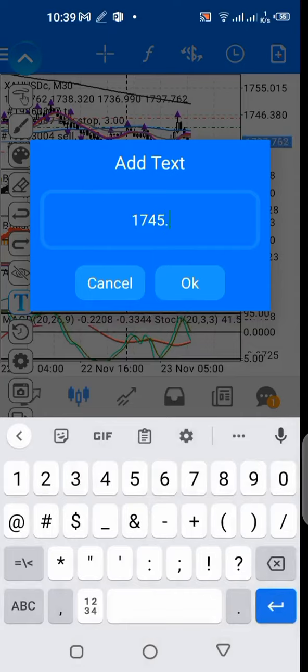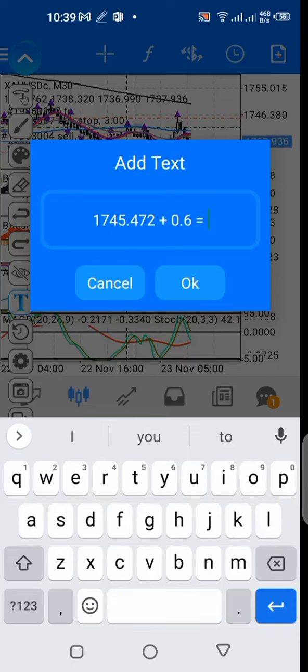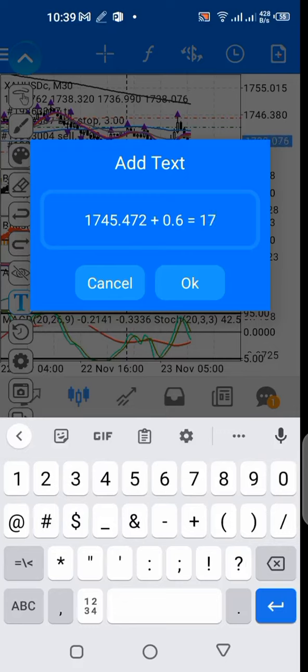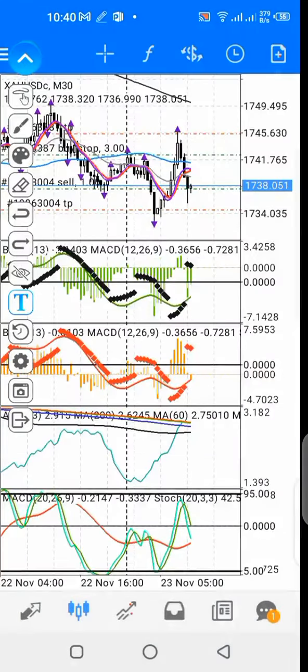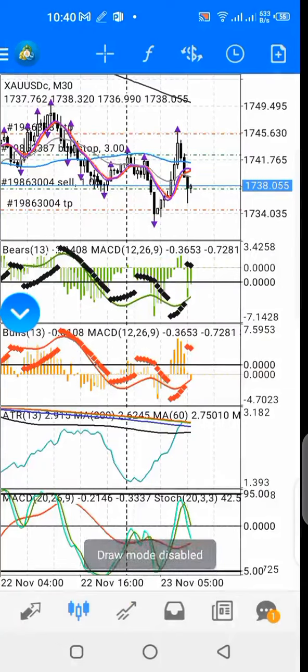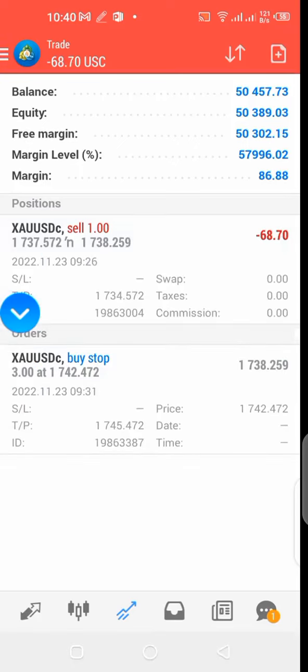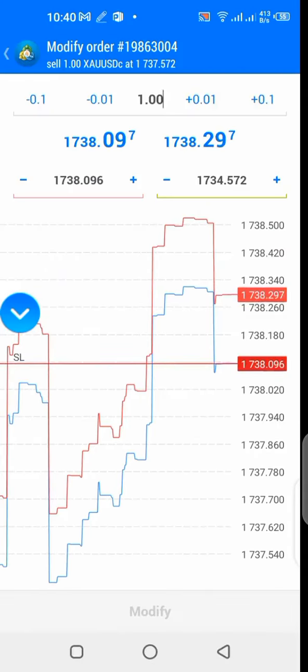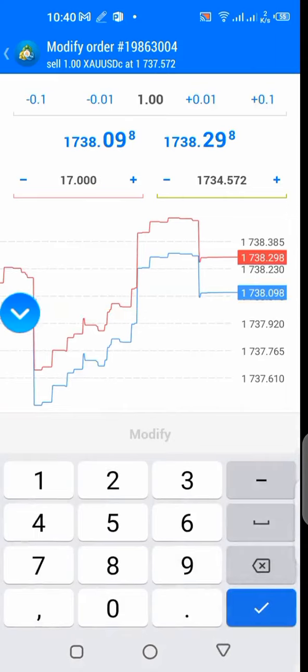Now, remember, the take profit for our buy stop is 1745.472. If you are going to add 0.6 to this, the result will be 1746.072. So this is going to be our stop loss for our sell entry or running sell trade. So the stop loss for a sell trade is always going to be above the buy stop take profit at the top.